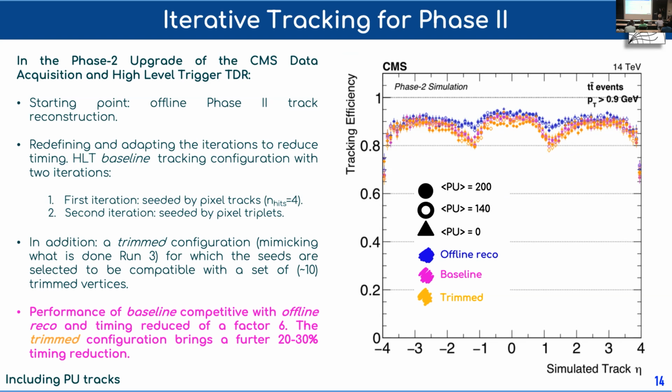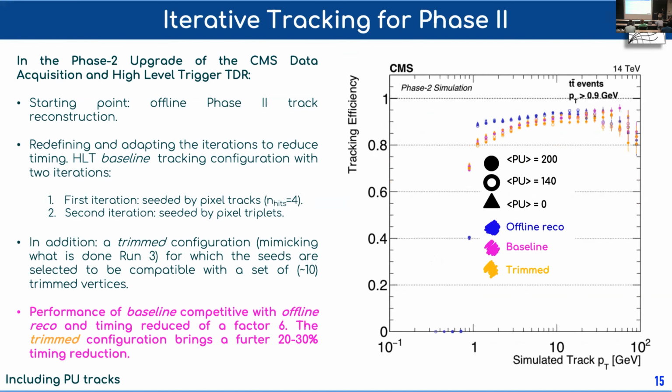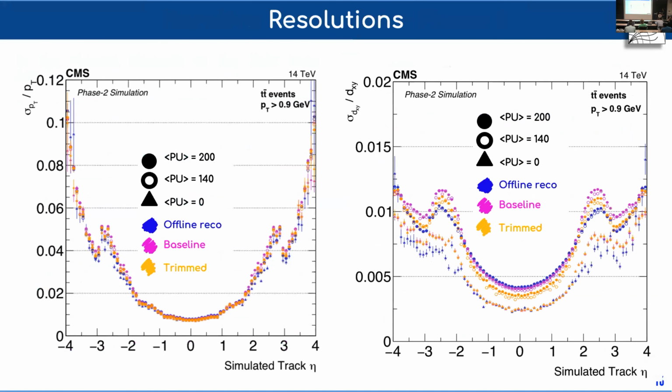We keep almost all the performance as it was, with eventually also further reduction if we concentrate just on the PV that we want to reconstruct. And this is also for pT. Of some resolutions, I will not bore you with this, but you see that at the end, offline and online, or different pileup scenarios, are basically the same.